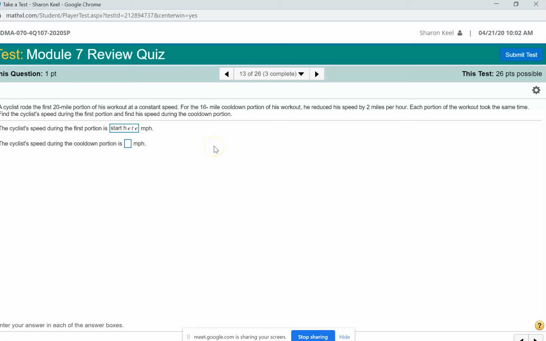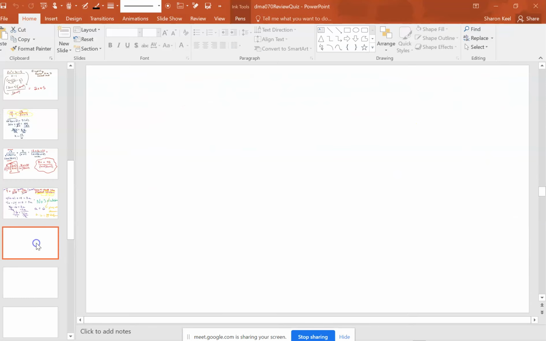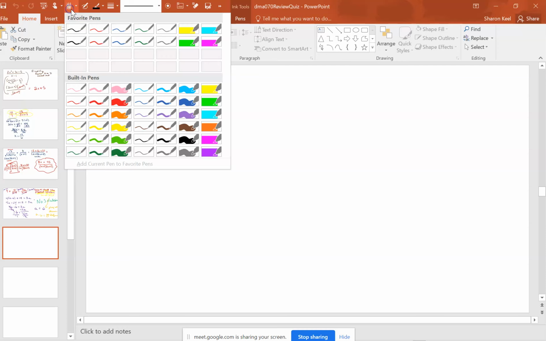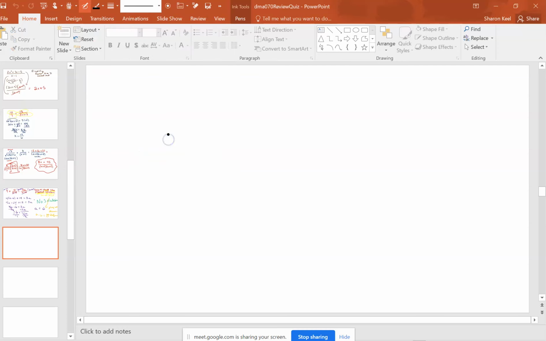So, since the amount of the workout time was the same, what we're going to do for this problem is set up a proportion. If he rode 20 miles at a constant speed, that's what we're going to begin here. So as we start our proportion, we have 20 miles at a constant speed.